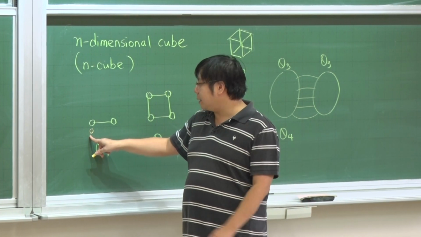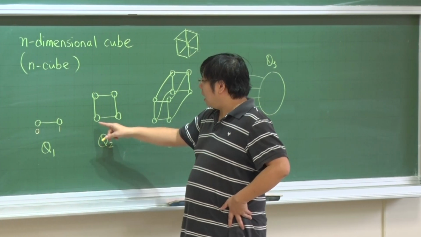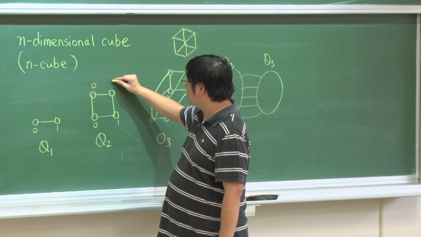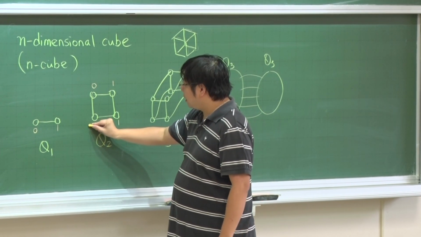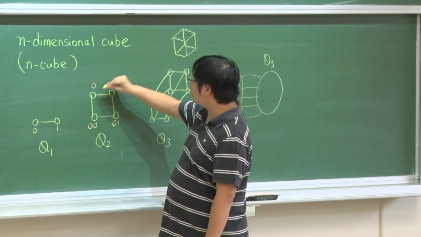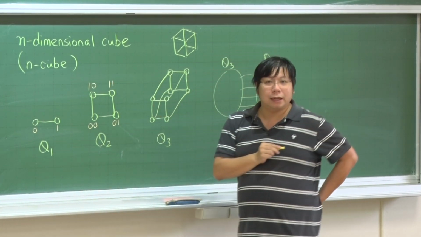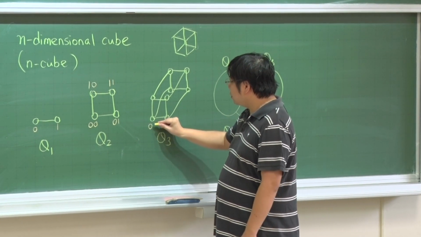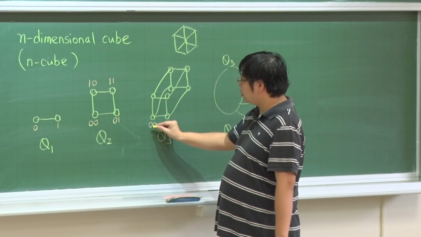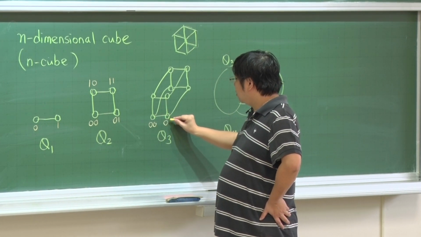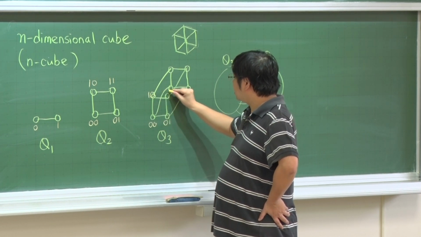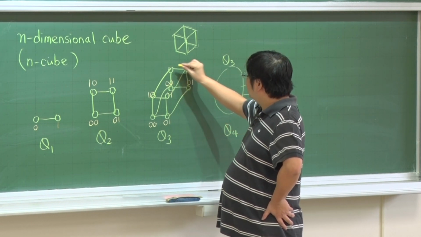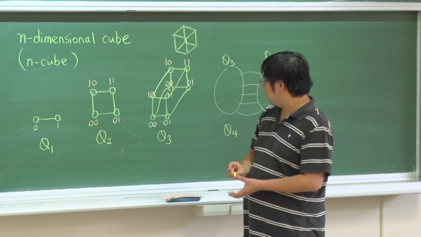So let me call this bit 0 and this bit 1. Is that okay? And then for this one, originally there are 2 copies of Q1, so all of them are called 0 and 1. But then this is the first copy, so I call it 00 and 01. And this is the second copy, so I call it 10 and 11. Is that okay? And for this one, originally there are 2 copies of Q2. So let me call it 00, 01, and then this is 10, and then this is 11. So this one is also 00, 01, 10, 11. Is that okay?